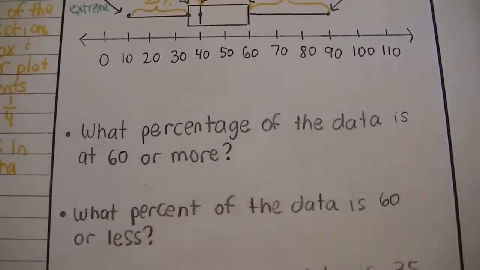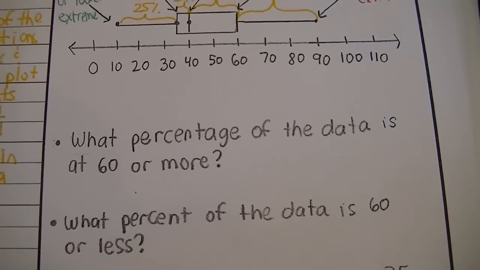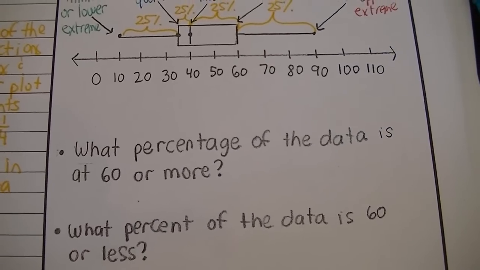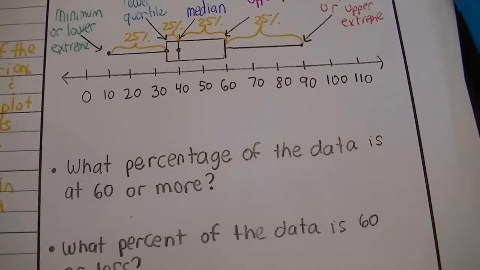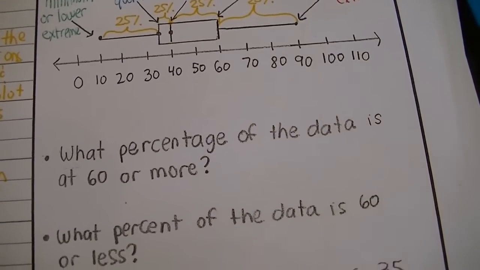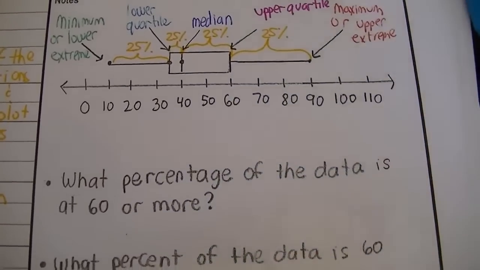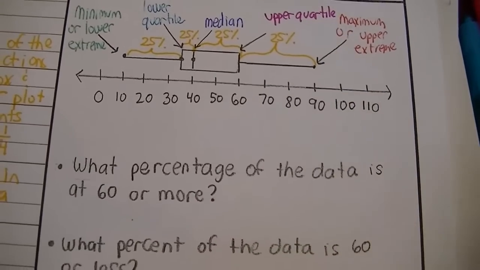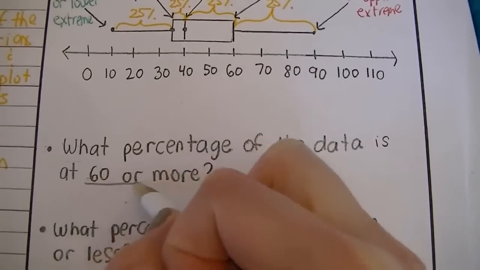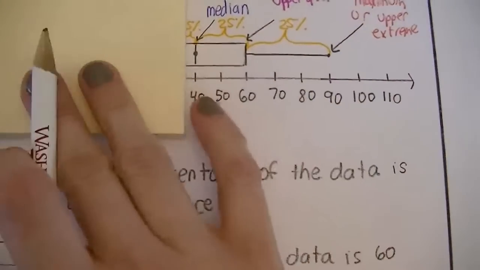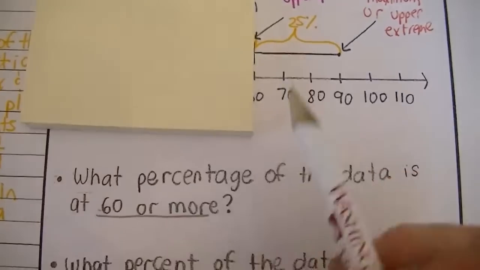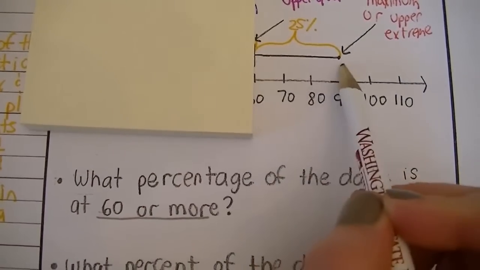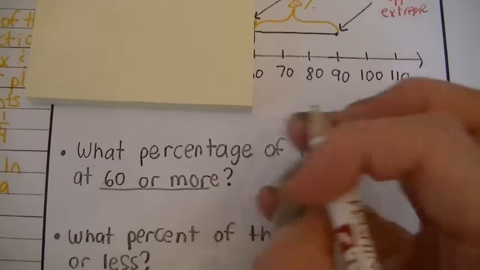Okay, the next one. And the question says, what percent of the data is at 60 or more? So here's how you need to be able to read a box and whisker plot. Look at 60 or more. That's the key word, 60 or more. So you see your number line, you're going to find 60. There it is. You're going to cover that up. What percentage of the data is at 60 or more? Well, that's 25% of the data.